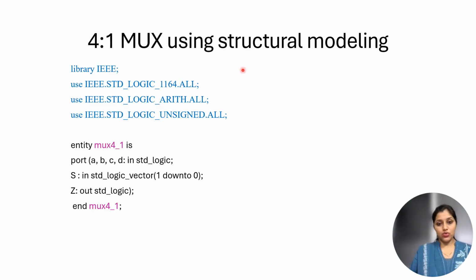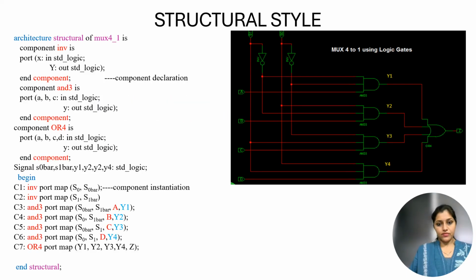Let's see how to write code using structural modeling. Now you know the structure of the 4:1 multiplexer. Library files will remain the same and the entity will also remain the same. Now let's see how to write the architecture. Architecture, name of architecture, of entity name is. Before the begin statement, we must define all the components we are going to use here.